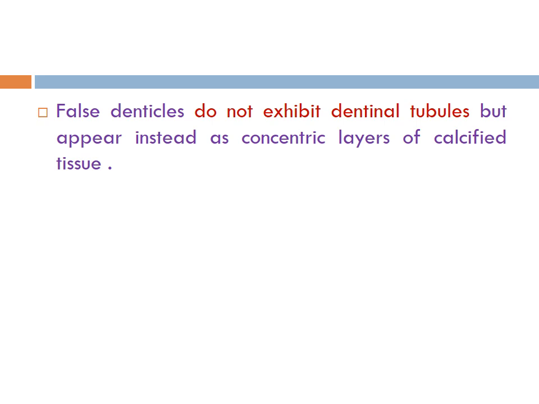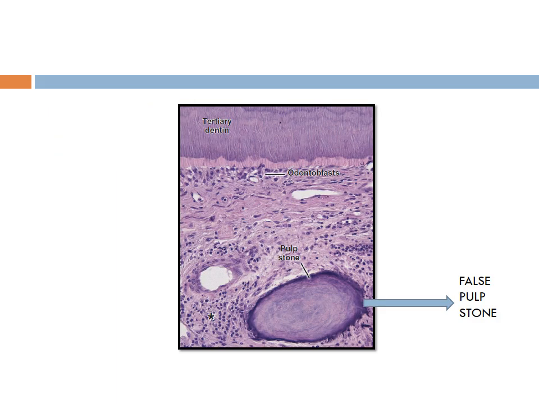False denticles do not exhibit dentinal tubules but appear instead as concentric layers of calcified tissue. Here you can see the false pulp stone.